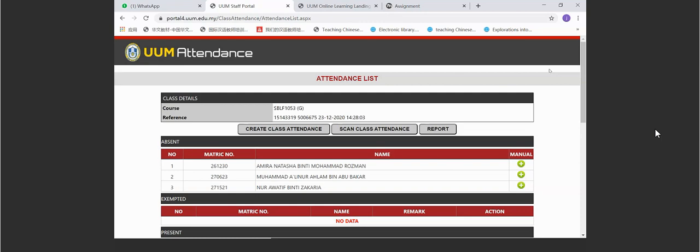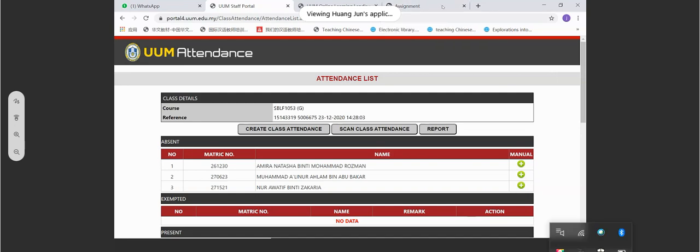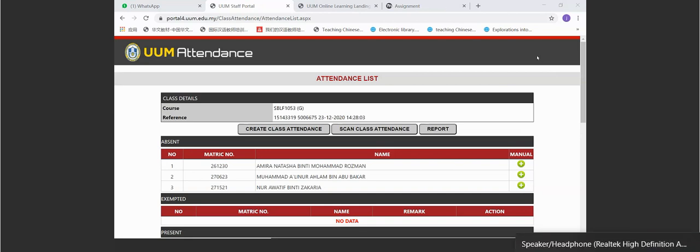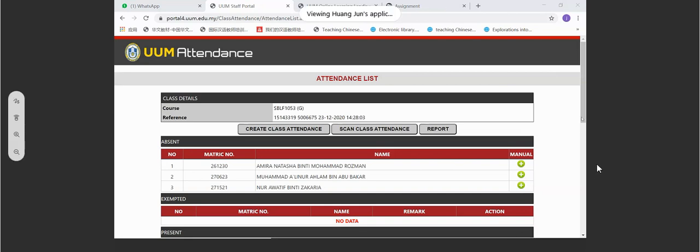In the class or not? 在吗? If you are not, if you use your phone and cannot scan, I can manually add you. In the class or not?